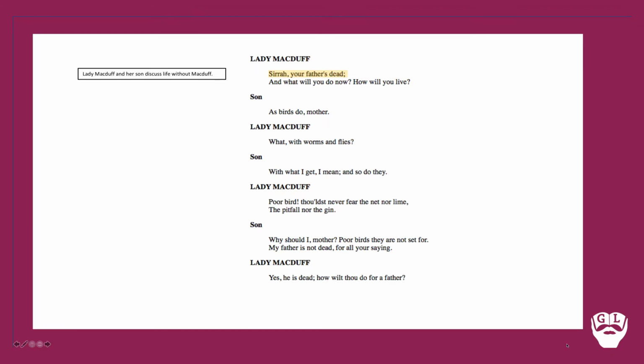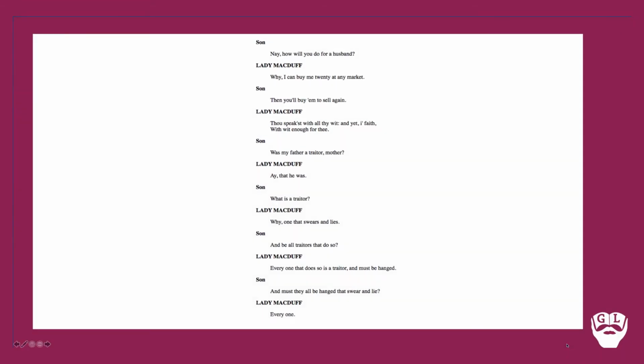They are discussing their life without Macduff, and there's a lot of light-hearted wordplay going on in the following lines, saying how he'll carry on anyway with what I get, I mean, and so do they, just like a bird without its mother bird there. The son's words are kind of dismissive of Lady Macduff's fears, but also show his naivety and how he's just a young child, which reinforces the actual tragedy and the severity of what is going to happen soon. As a result, the son asks if his father was a traitor, and she confirms this.